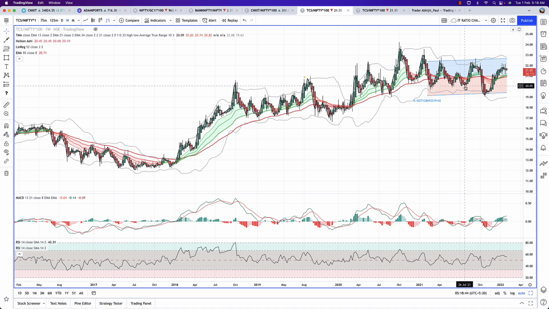Again, what does this mean? This does not mean that TCS has not gone up. The stock has gone up, but when we compare it with the Nifty, it seems like the outperformance is kind of missing. But it is still in a decent trend. The moving averages are crisscrossing each other pretty bad.